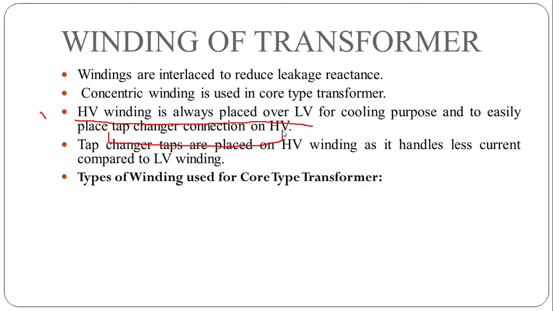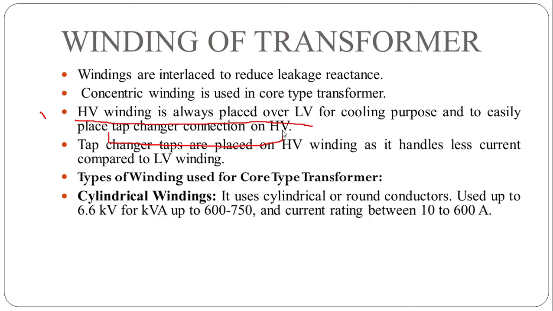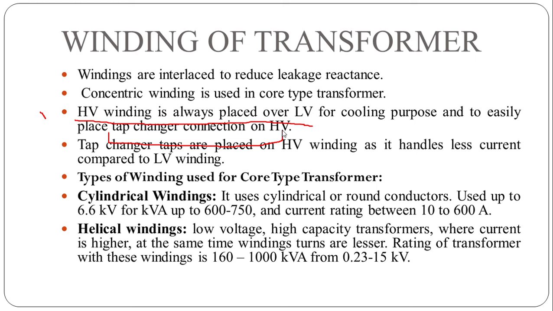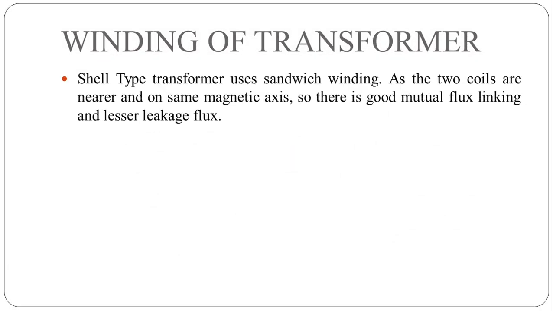Types of winding used for core type transformer. First is cylindrical winding. It uses cylindrical or round conductors, used up to 6.6 kV for kVA up to 600 to 750 and current rating between 10 to 600 ampere. Helical windings are used in low voltage high capacity transformers where current is higher. At the same time, winding turns are fewer. Rating of transformer with these windings is 160 to 1000 kVA from 0.23 to 15 kV. Next is shell type transformer. Shell type transformer uses sandwich winding as the two windings are near and on the same magnetic axis, so there is good mutual flux linking and lesser leakage flux.